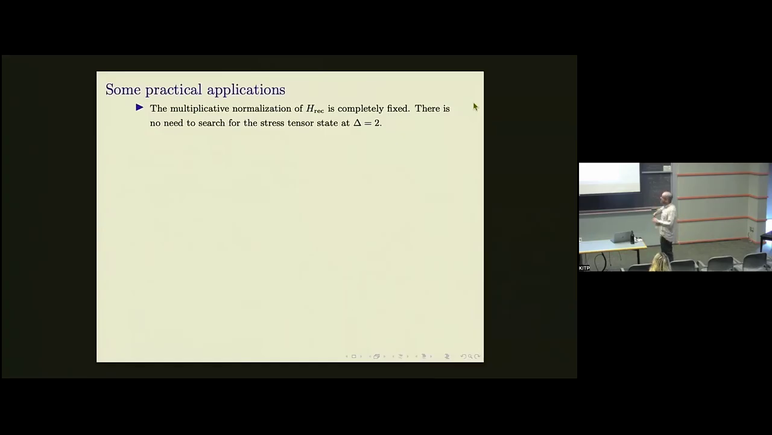So you can make a 0-parameter fit of the CFT spectrum. You don't need to find where the stress tensor is in the spectrum, which is generally actually a pretty high level, so it's kind of hard to do. And so this is actually a very practical tool for numerical searches of CFT.